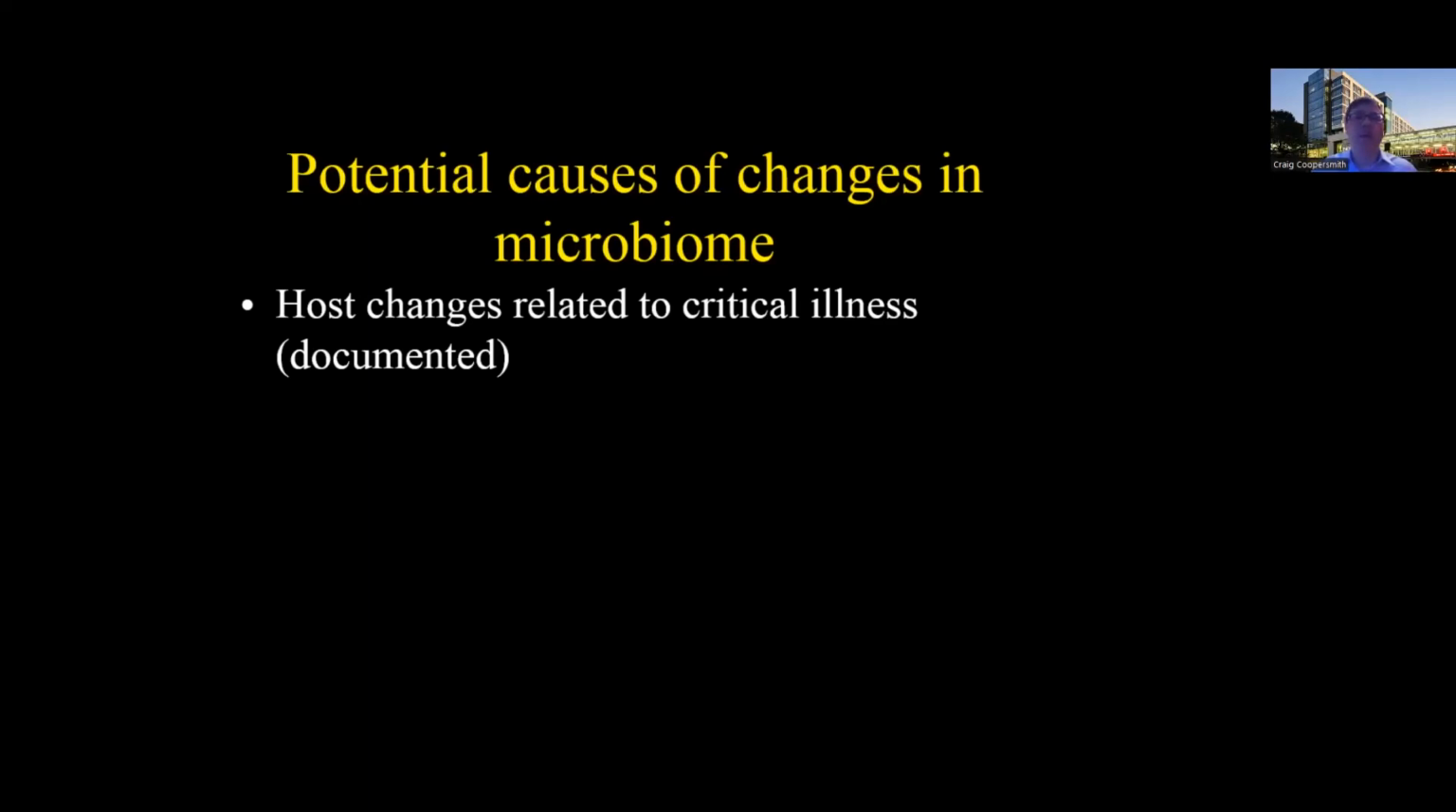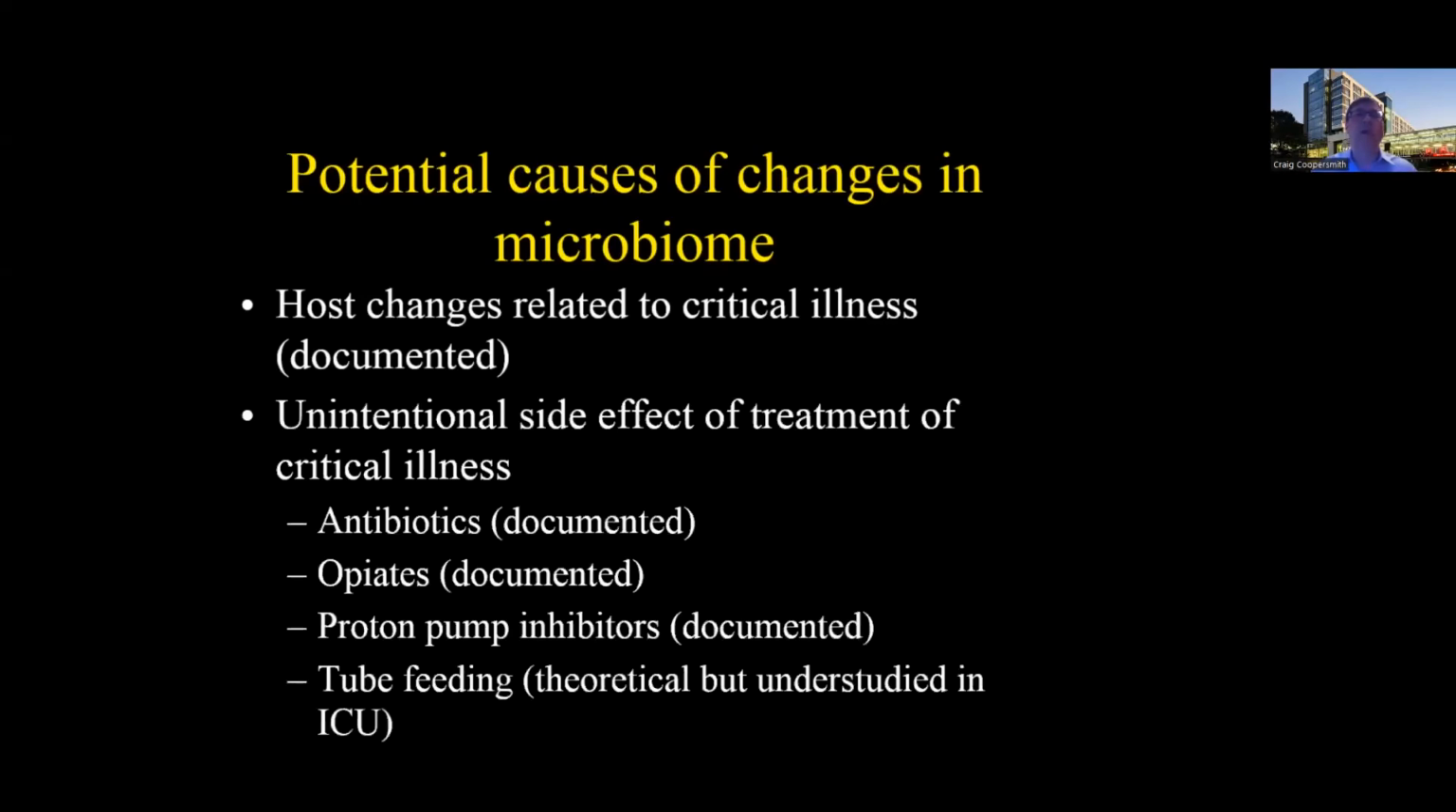But it's not as simple as just critical illness, because there are many things that we do that unintentionally change the microbiome. When we give antibiotics, the whole intention is to kill bacteria. Our goal is to kill pathogens, but while we're trying to kill pathogens, we're also killing bacteria that live inside of us. We give opiates to take away pain in our patients, but opiates actually have a profound impact on the microbiome.